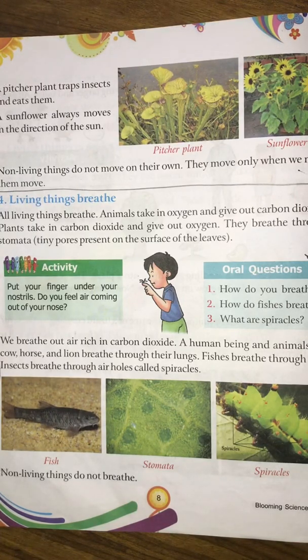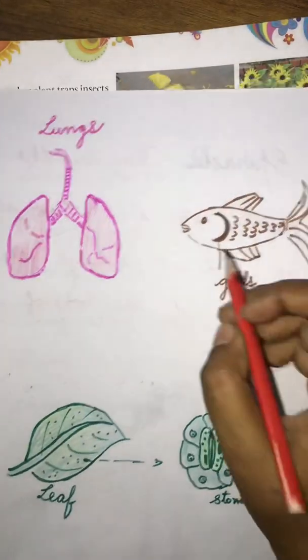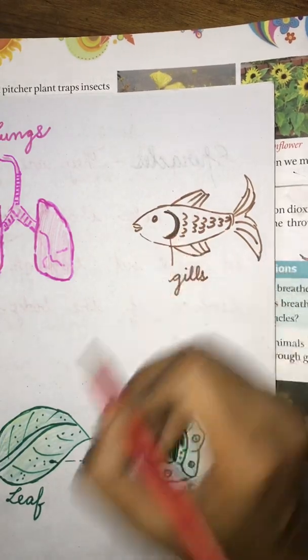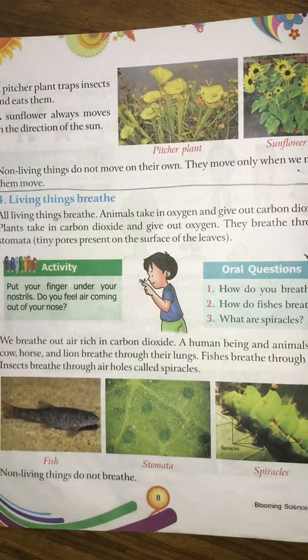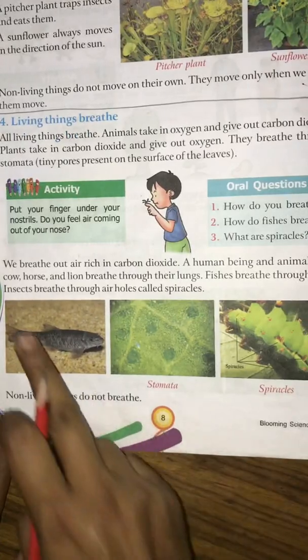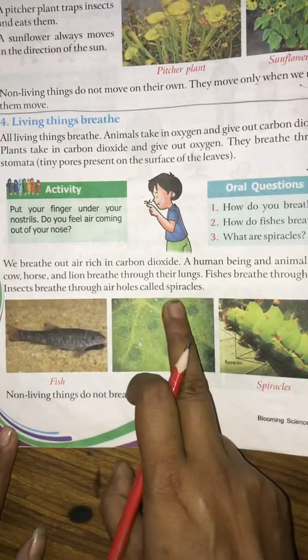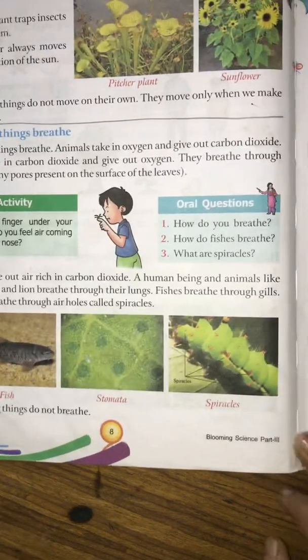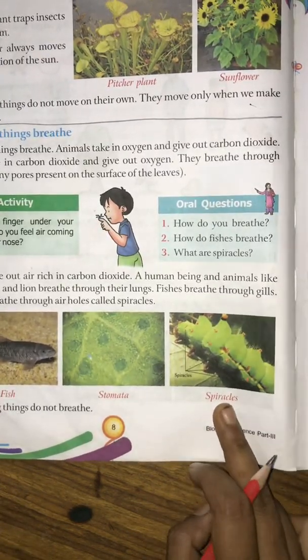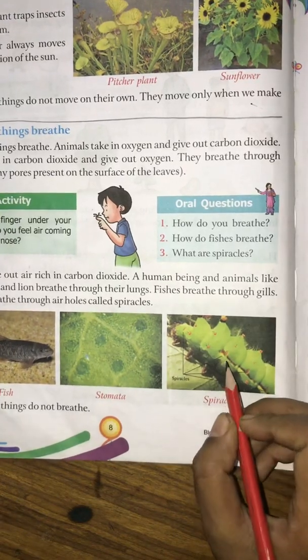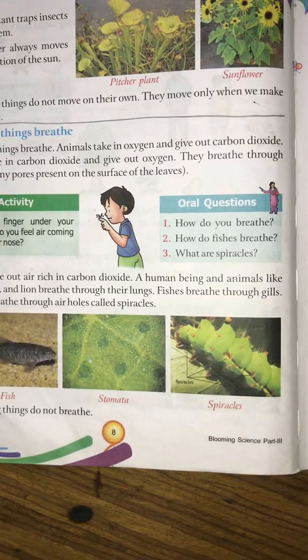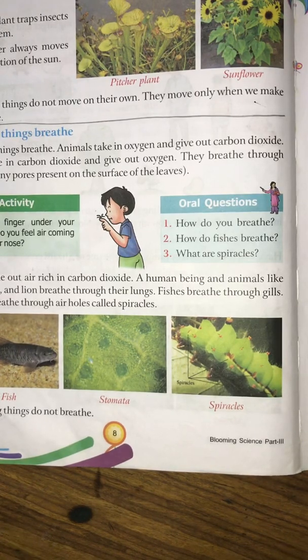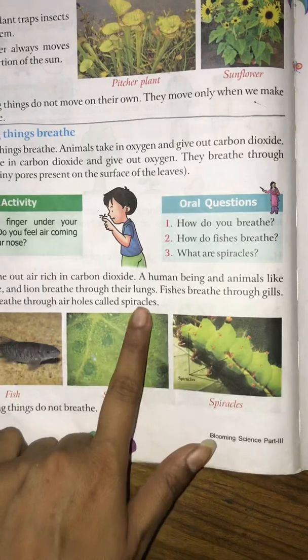Fishes breathe through their gills. And insects breathe through air holes called spiracles. As in the picture you can see, this is a picture of a caterpillar. So on the insects, on their skin, small holes are present. With the help of those holes only they breathe and they are called spiracles.